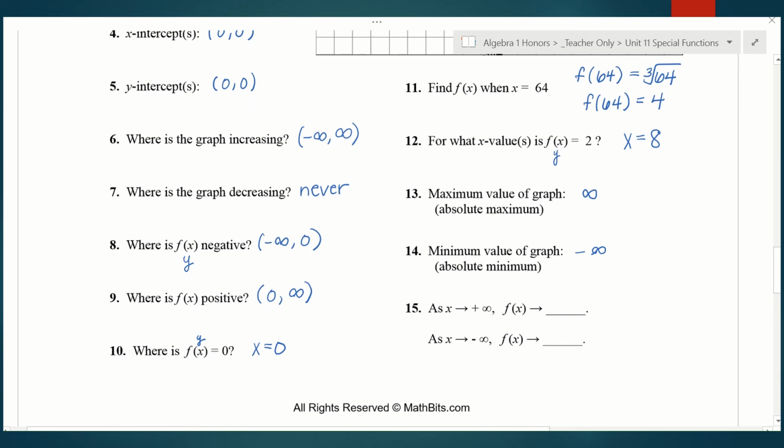And the last part here, okay, as x goes to positive infinity, what happens to f of x, or what happens to y? It also goes to infinity. As x goes to negative infinity, so as I go left on my graph, what happens to y? It also goes to negative infinity. Okay, all right, so that is kind of this little snapshot of some characteristics of each of those functions.